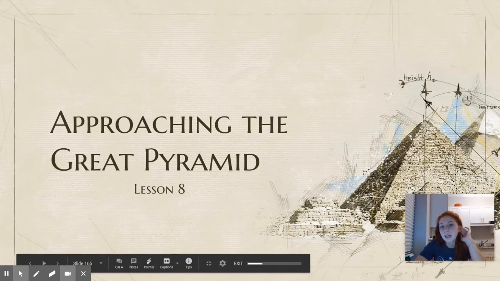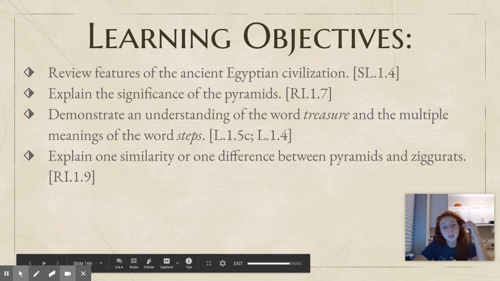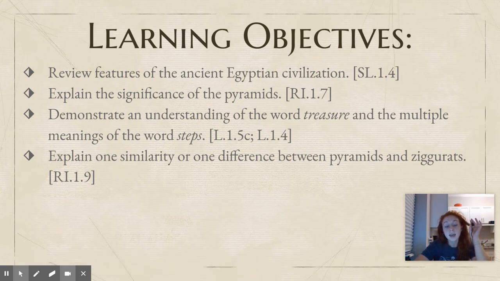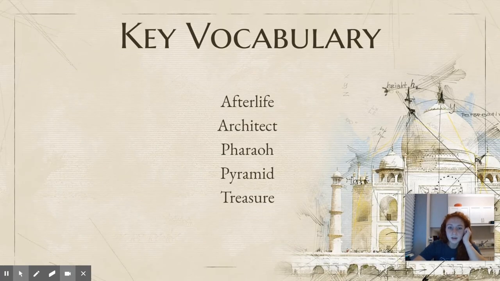It's Miss Stanwart, and today in CKLA, we are going to read Approaching the Great Pyramid. Our learning objectives are to review features of the ancient Egyptian civilization, explain the significance of the pyramids, demonstrate an understanding of the word treasure and the multiple meanings of the word steps, and explain one similarity or one difference between pyramids and ziggurats. Our key vocabulary are afterlife, architect, pharaoh, pyramid, and treasure.